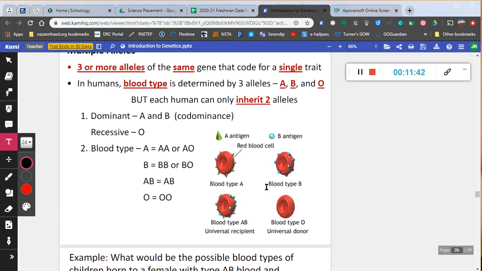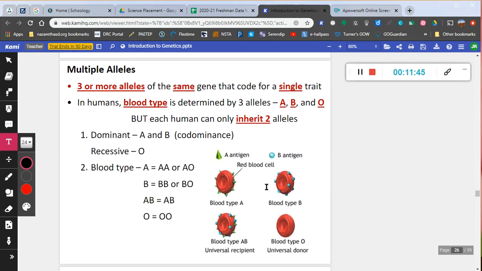I'm going to talk about multiple alleles. Some traits are controlled by more than just 2 alleles. Blood type is a really good example of that. Blood type is a multiple allele system where you actually have A, B, and O alleles. If you have type A blood, you inherited either 2 A alleles, one from each parent, or an A and an O allele. If you are type B blood, you inherited 2 B alleles, one from each parent, or a B and an O allele. If you are AB, you inherited an A and a B allele from your parents. If you're type O blood, you inherited an O allele from each parent.